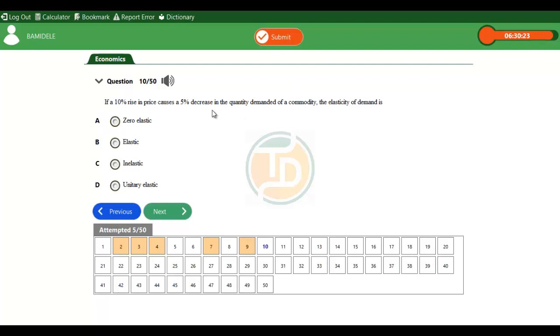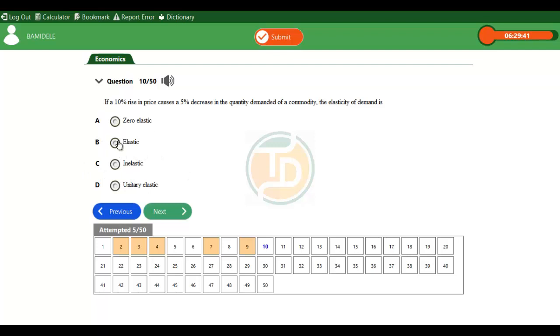Now, if you look at the question again, it says that a 10% rise causes a 5% decrease in quantity demanded, which means that the percentage increase in price is greater than that of the quantity demanded. So if you look at these options, I'm going to pick two wrong options. Option A is totally wrong and option D is totally wrong. So we are left with a correct option and a wrong option. A 10% rise brought about a 5% decrease. So the percentage change in price led to a smaller percentage change in quantity demanded.